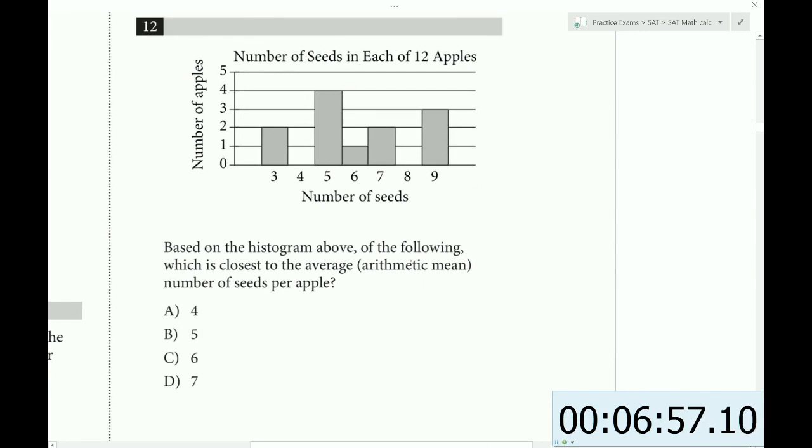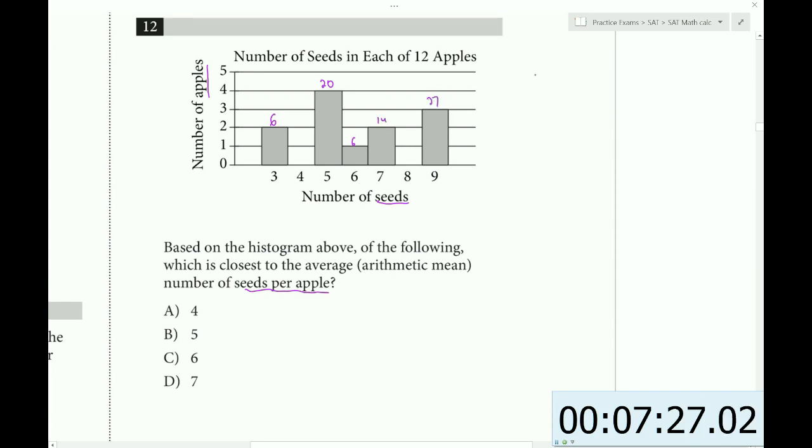Based on the histogram above, of the following, which is the closest to the average number of seeds per apple? Seeds per apple. So we have this many seeds, this many apples. So we have to find totals here, okay? So this first column tells us that we have 2 apples that have 3 seeds, so that's a total of 6 seeds. Here we have, let's see, 4 apples, each with 5 seeds, so that's 20 seeds. And here we have 6 seeds, and 14, and 27.